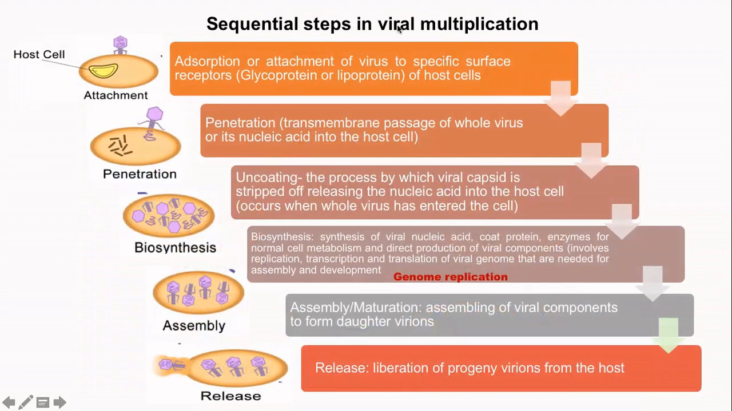So the sequential steps in viral multiplication: it starts with the virus adsorbing or attaching itself onto a particular host. How do they do it? With the help of specific cell surface receptors, which include glycoproteins or lipoproteins. Then in the second stage, it penetrates the membrane of the host cell and injects its genetic material into the host cell.